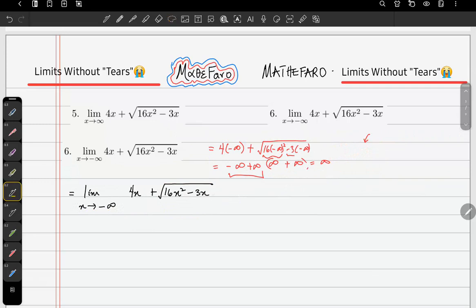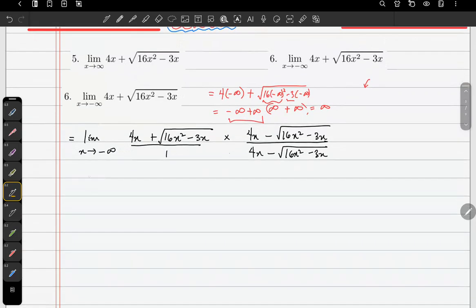So this calls for thinking of a special method to use, which is why we are going to rationalize. So we rationalize by the conjugate of this guy. So we have 4x minus the square root of 16x squared minus 3x over 4x minus the square root of 16x squared minus 3x. Now, as usual, the difference of two squares, we have 16x squared minus 16x squared minus 3x over 4x minus the same trick. Well, since this is a new video, let me do the trick again.